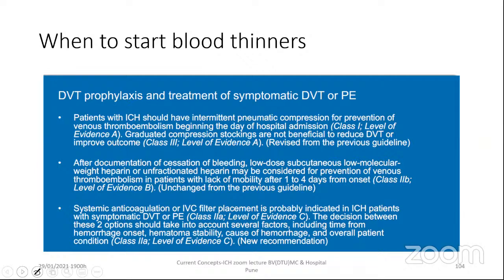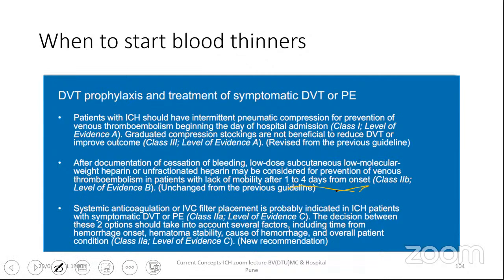Patients with ICH should have intermittent pneumatic compressions for prevention of venous thromboembolism beginning the day of hospital admission. That's class 1, evidence A. And second, after documentation of cessation of bleeding, low dose subcutaneous low molecular weight heparin or unfractionated heparin may be considered for prevention of venous thromboembolism in patients with lack of mobility after 1 to 4 days. So this 1 to 4 days is a good guideline for us.